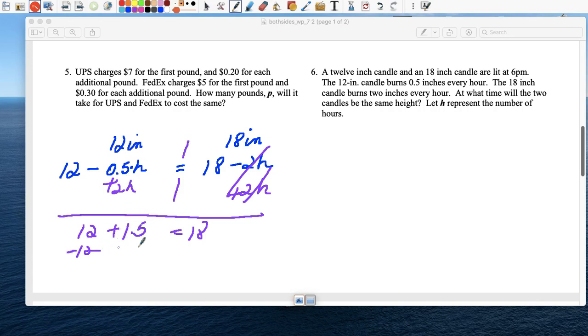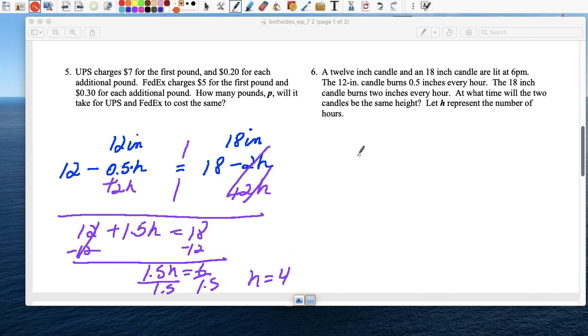We then do minus 12 on this side, minus 12 on this side. 12s go away, I forgot the h. 1.5h equals 6. Divide both sides by 1.5. And h equals 4. So in 4 hours, both candles will be at the same height.